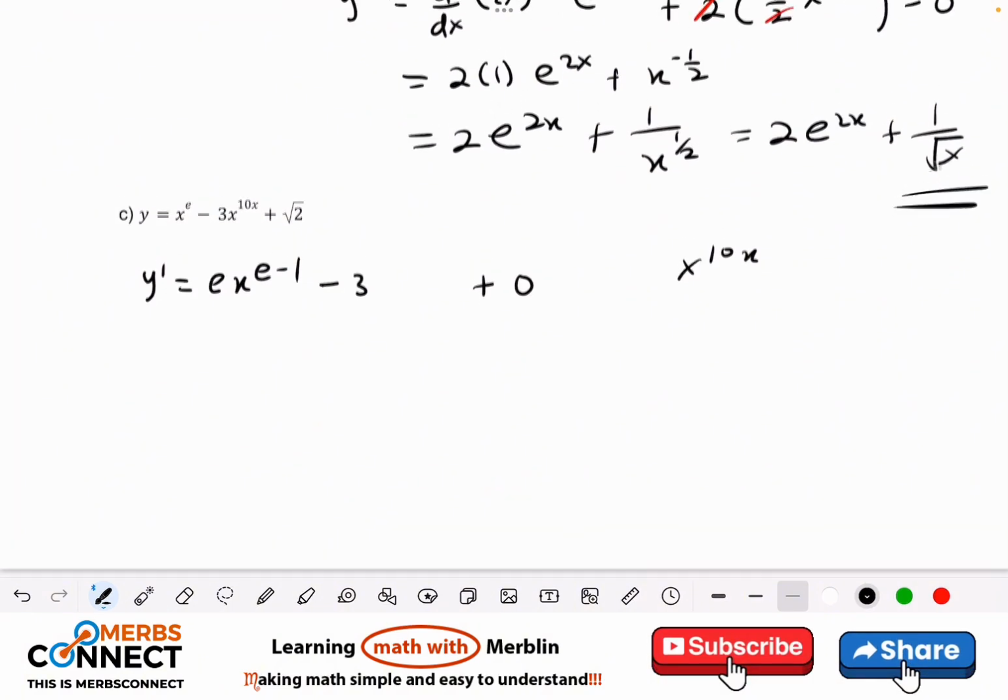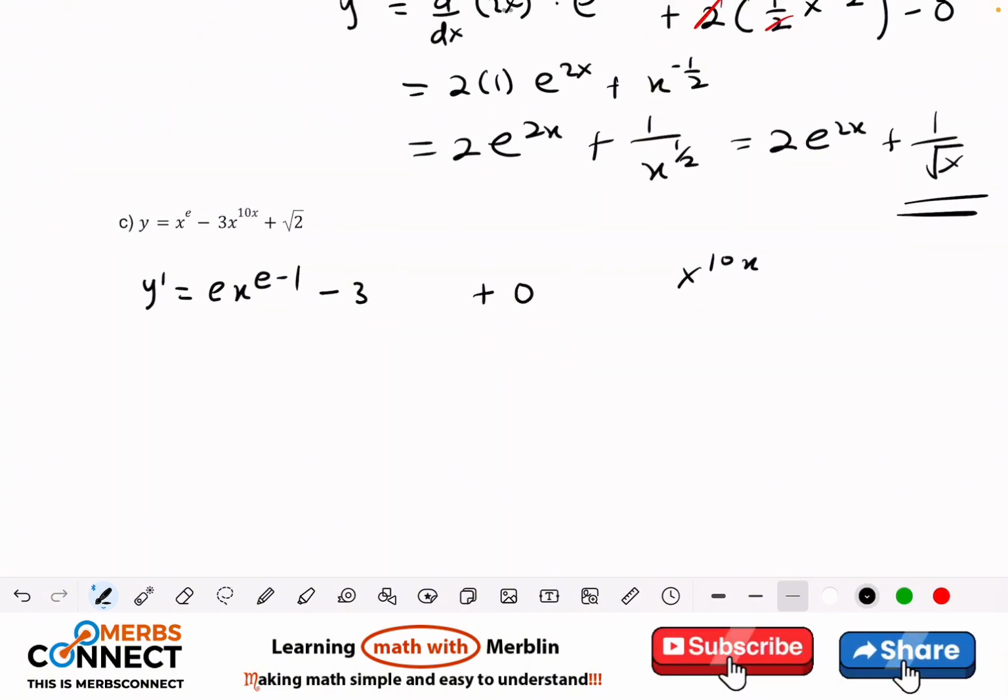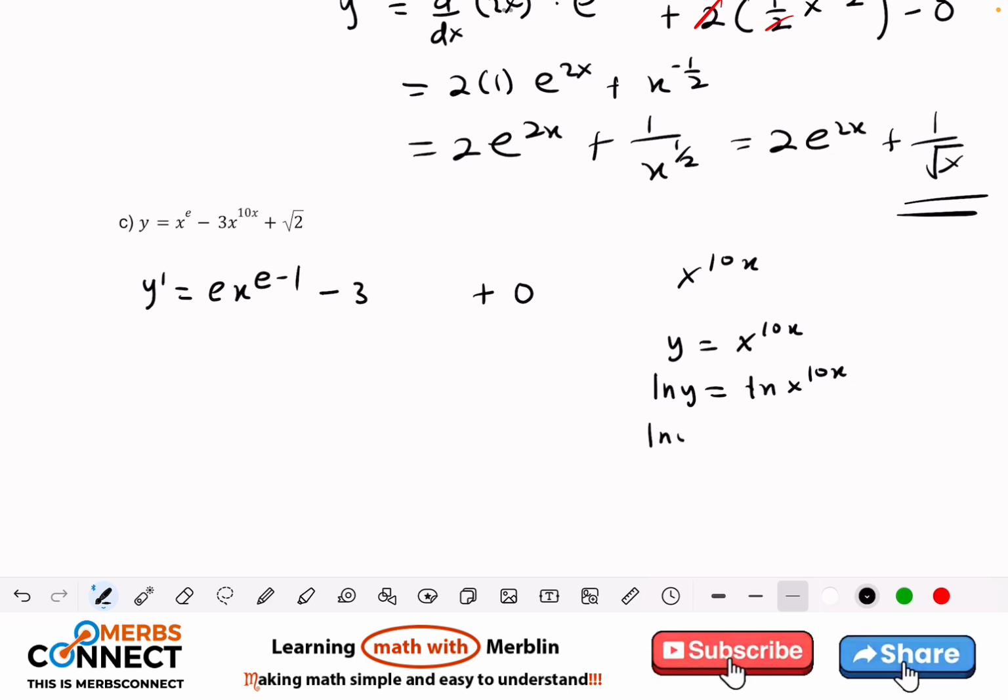So how are you going to do this? Anytime you see a function like this, I'm going to let y be equal to x to the power 10x. Now, since the base is not constant, I'm going to apply the natural logarithm: ln y equals ln of x to the 10x. Then I apply the properties of ln and make sure that the exponent goes down. So I'm going to have ln y equal to 10x ln x. Good. So this is what I'm going to get.